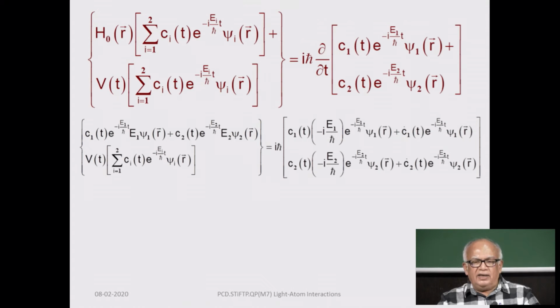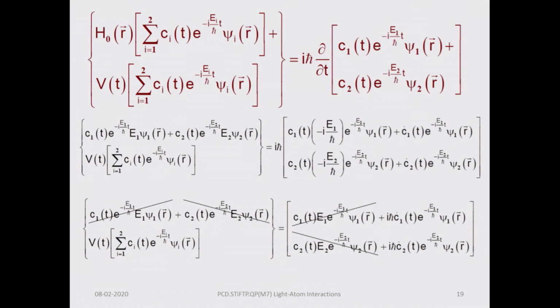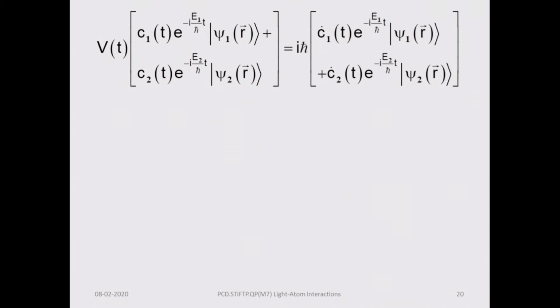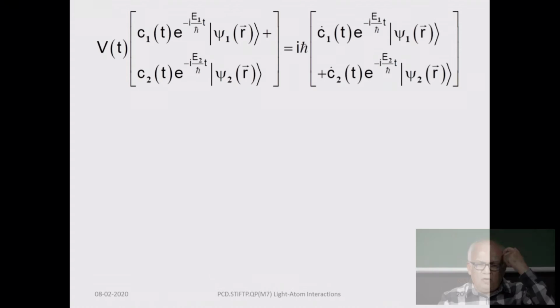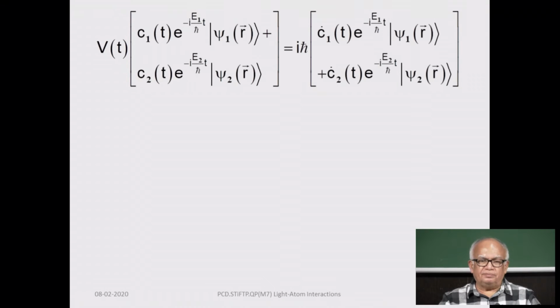And then recognize that there will be some common terms on the left side and the right side, which you can happily cancel. Okay. This is straightforward algebra that you can work out quite easily. And having cancelled the common terms, what you are left with is a more compact relationship.